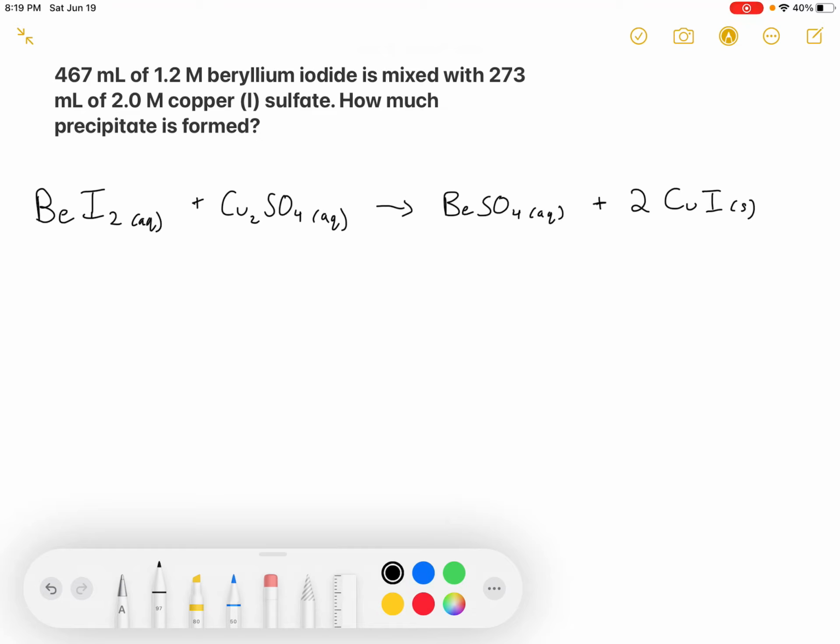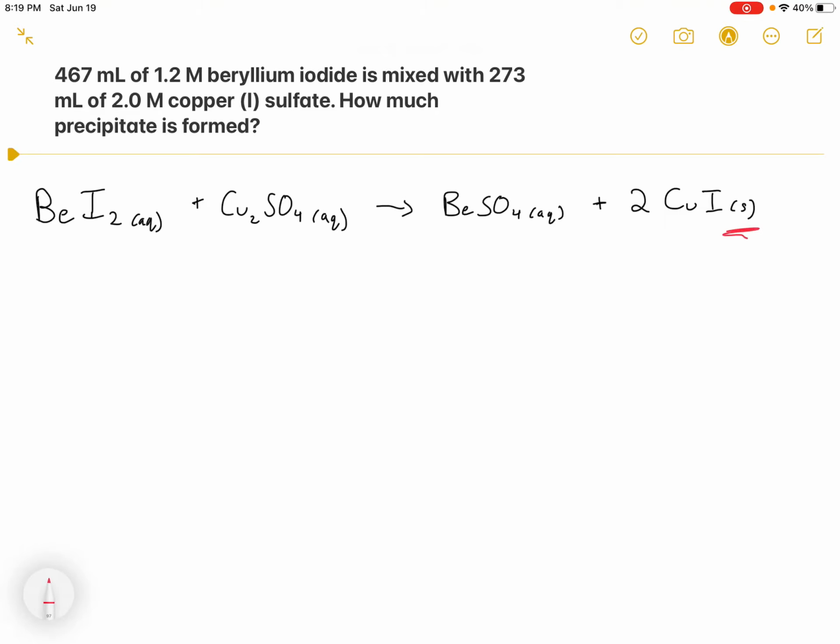We're also asked for how much precipitate is formed. So precipitate, again, that's going to require knowledge of this. Precipitate means a solid. So we want to know how much solid is formed. So all of that tells you this is a limiting reactants and a stoichiometry problem, even though that was not explicitly stated in the question. That's something we can determine by reading the information that's given.